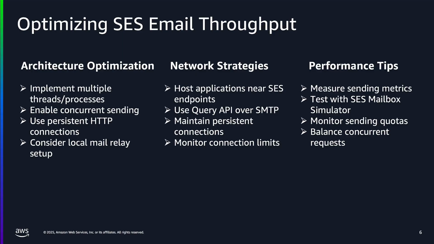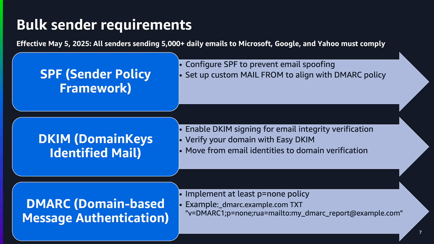When sending emails through Amazon SES, remember to measure your sending metrics and test using the SES Mailbox Simulator. Keep an eye on your sending quotas and ensure you're balancing concurrent requests to maintain optimal performance and delivery rates. Finally, follow bulk sender requirements, especially with new guidelines for major providers effective May 5, 2025. Let's break down the three key areas you need to focus on.